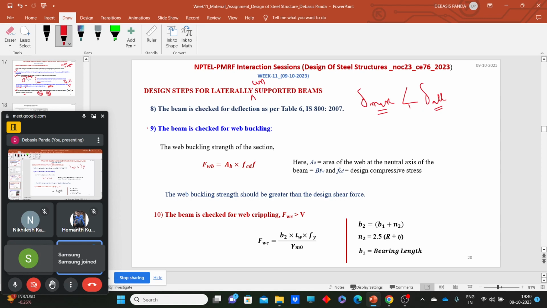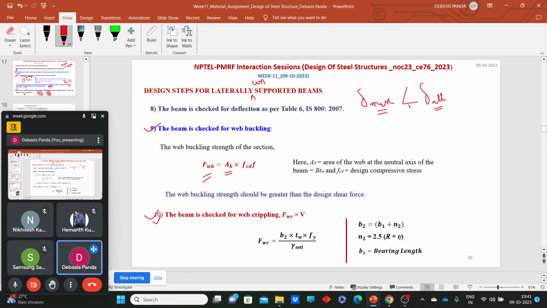Now, on the next stage we need to check for web buckling. For web buckling, we have already learned how to calculate the web buckling strength. It can be calculated using this formula, where AB is nothing but the area of the web. Then we need to calculate the FCD value. First we calculate the value of lambda, and based on that lambda and effective length we can calculate the value of FCD. Now we can calculate the value of FWB, and the FWB value should be greater than the maximum shear force which is induced. Now, last stage, we need to check for web crippling.